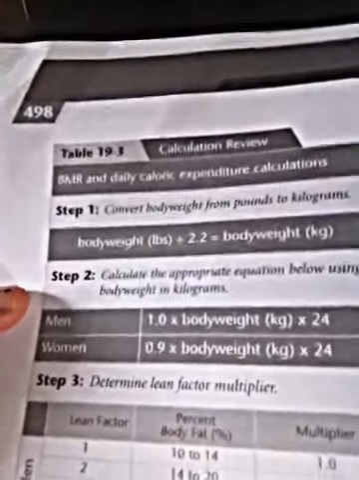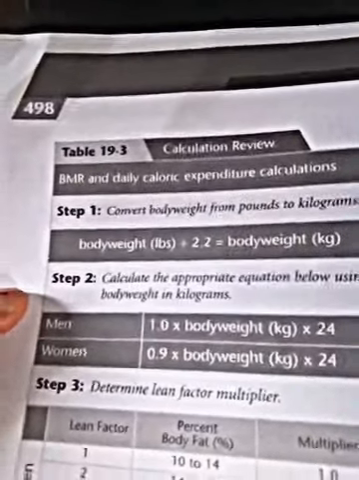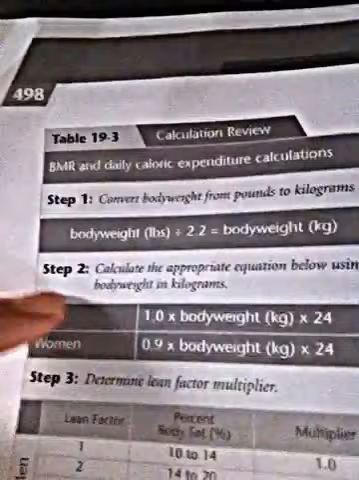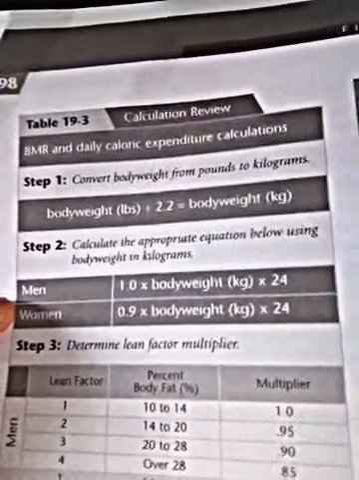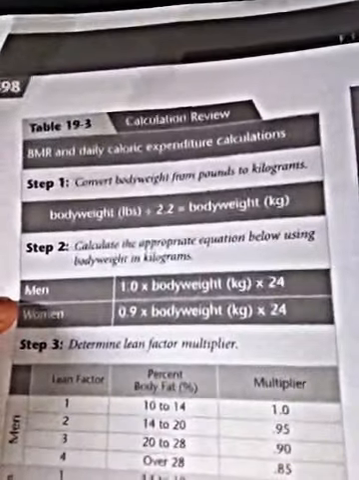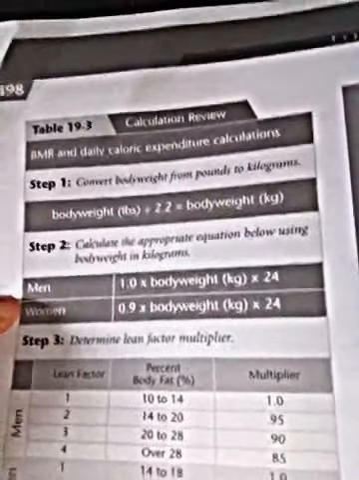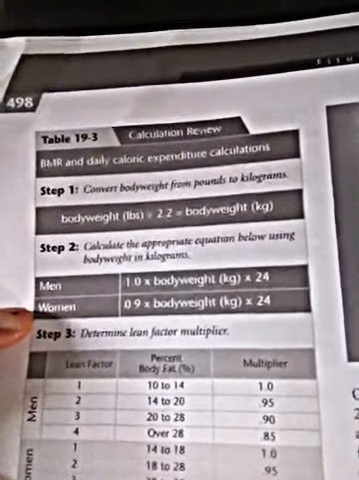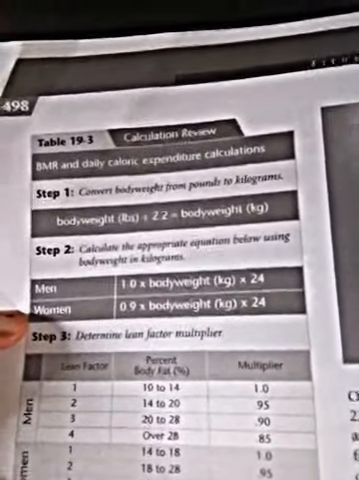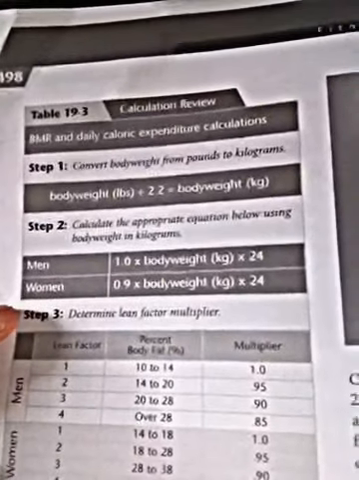In step 2, you calculate the appropriate equation below using body weight in kilograms. So for men, you do 1.0 times body weight in kilograms times 24. And if you're a woman, you do 0.9 times the body weight in kilograms times 24.